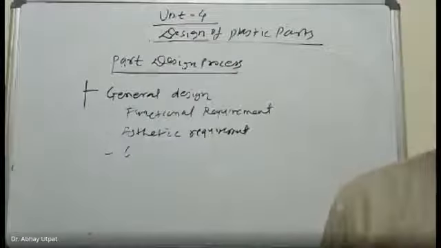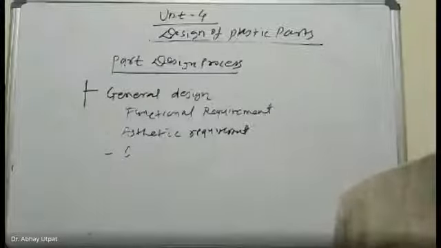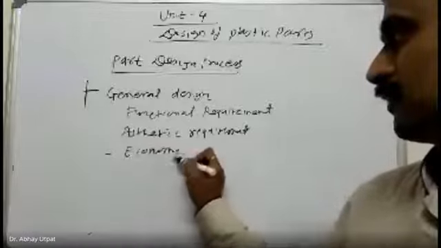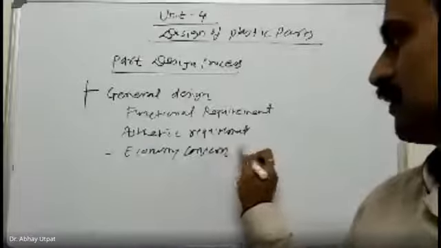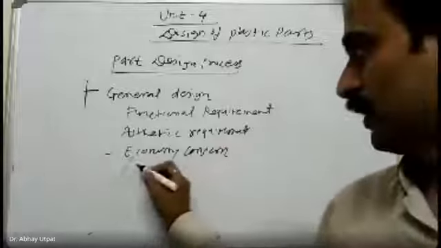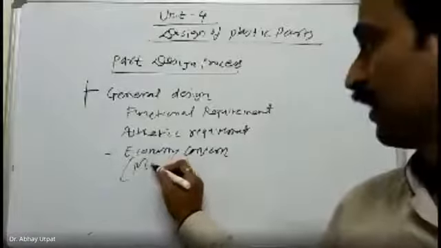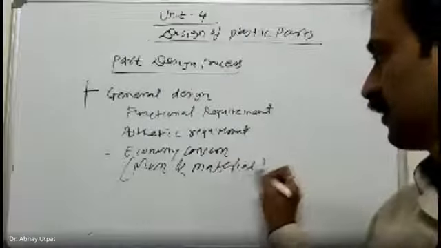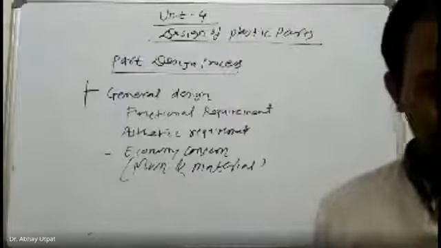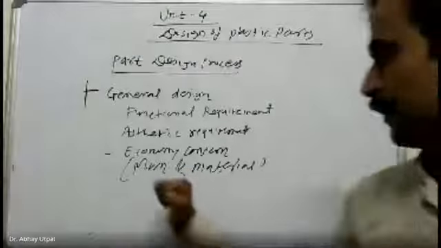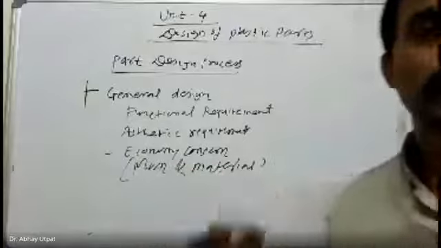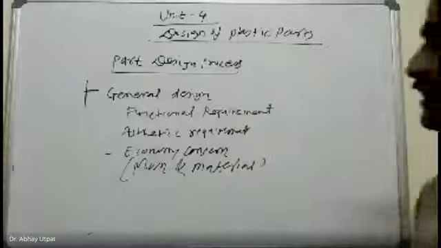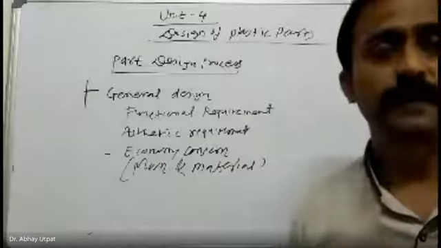The third aspect of general design is economic concern. And now economy in terms of what? Man, material. Man and material, man means labor. Labor and material cost. So all these are the important general design aspects for part design.